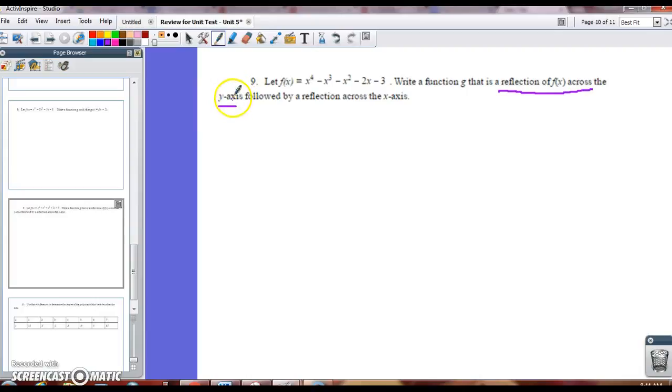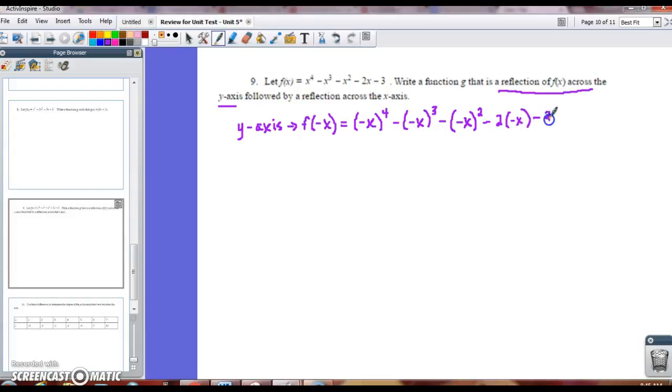When we reflect across the y-axis, we are negating all of the x's. So with a y-axis reflection, you are doing f of negative x. That means I'm replacing all of my x's with negative x. So I have negative x to the fourth minus negative x to the third minus negative x squared minus 2 times negative x minus 3.